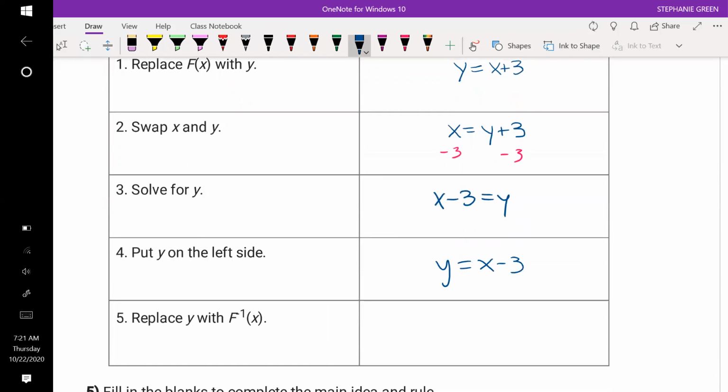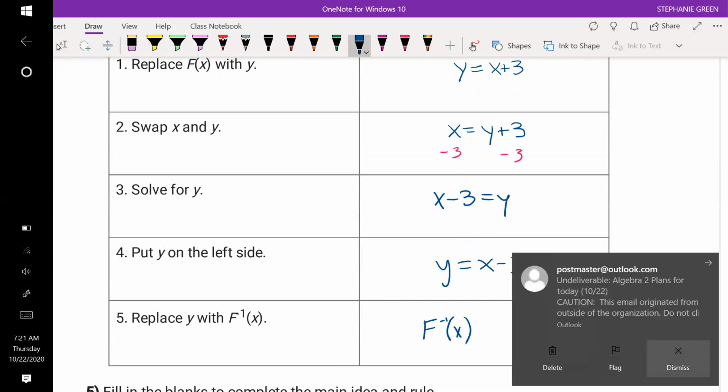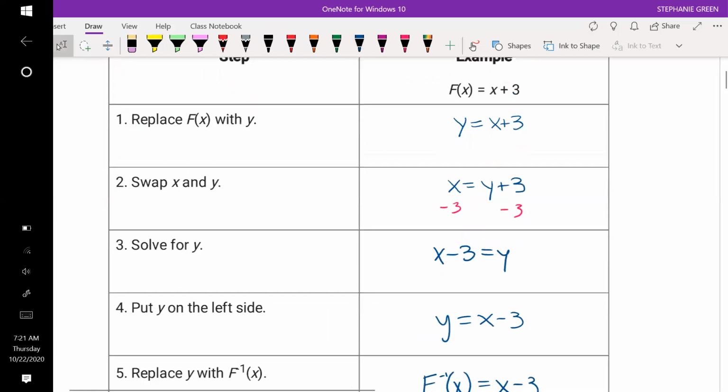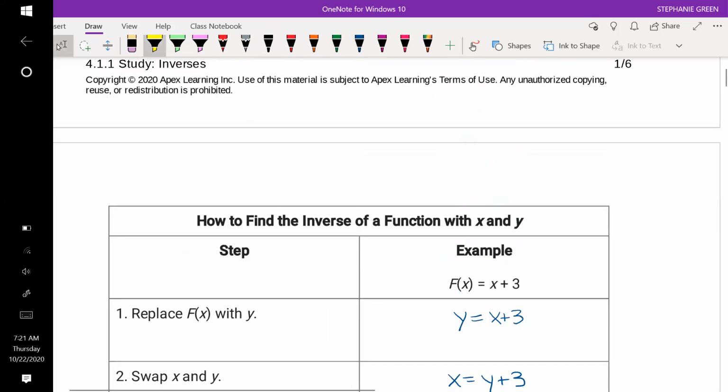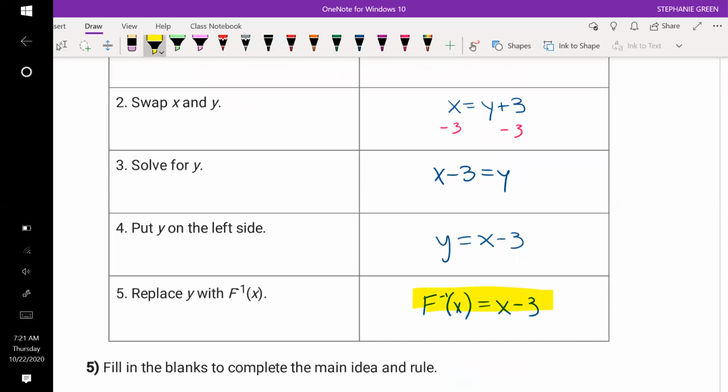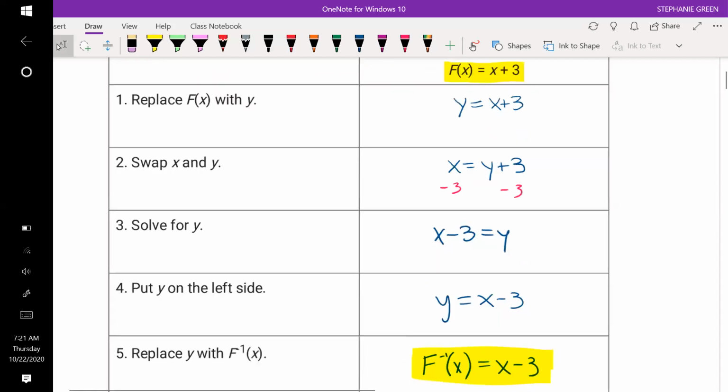And then for notation, we're going to change that y back into a function notation. And since this is an inverse function, we write it as f inverse of x equals x minus 3. So there we go. The function f of x equals x plus 3 has an inverse function, f inverse of x, which is x minus 3. And the reason why these two are inverses is because they undo each other.